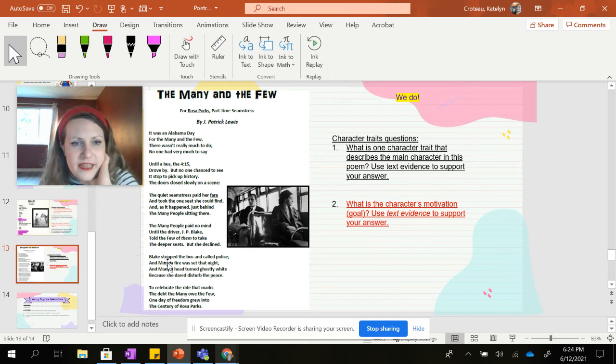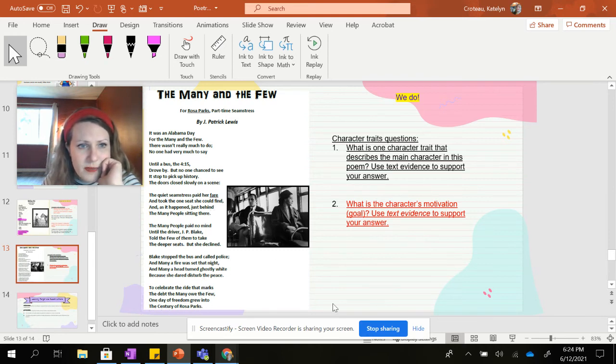And then Blake stopped the bus and called the police. And many a fire was set that night, and many a head turned ghostly white because she dared to disturb the peace. To celebrate the ride that marks the debt the many owe the few, one day of freedom grew into the century of Rosa Parks.